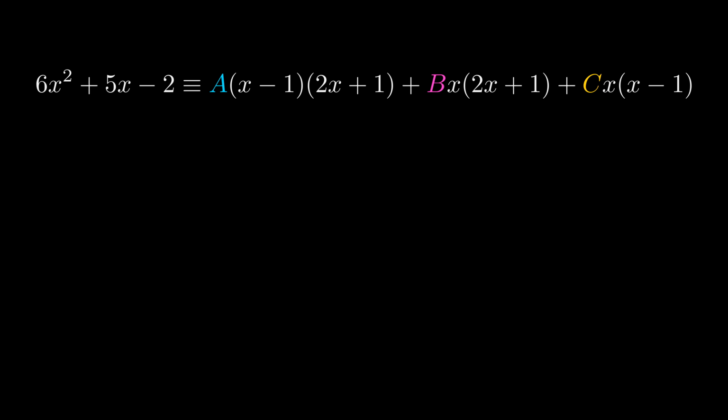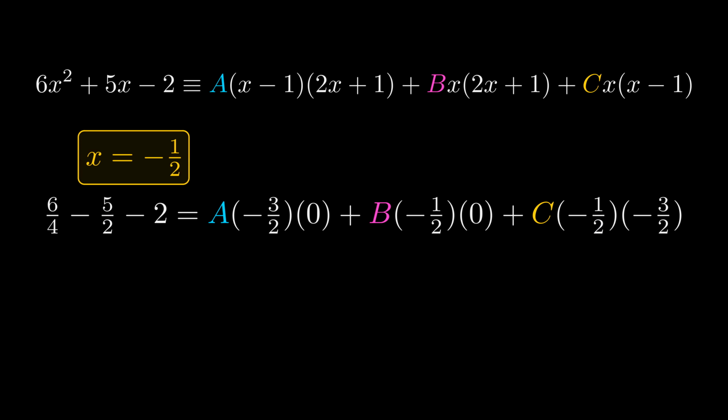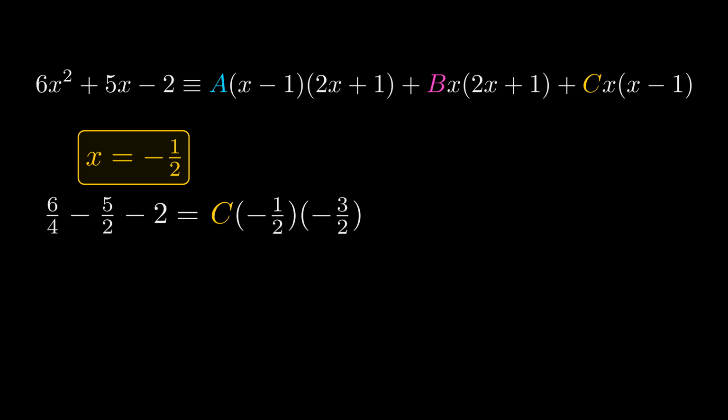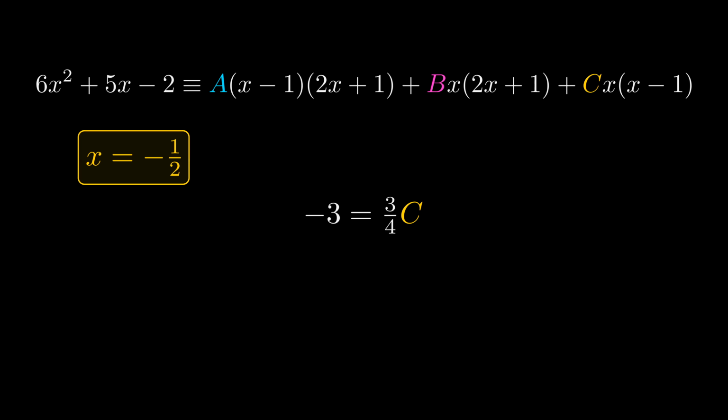Last one, and it's the fiddly one. To knock out the other two, we need 2x plus 1 to be 0, so x is minus 1/2. The a and b terms drop away, leaving just c. The left side takes a bit of care with the fractions. It comes out to minus 3. The right is 3/4 of c, so c is minus 4.